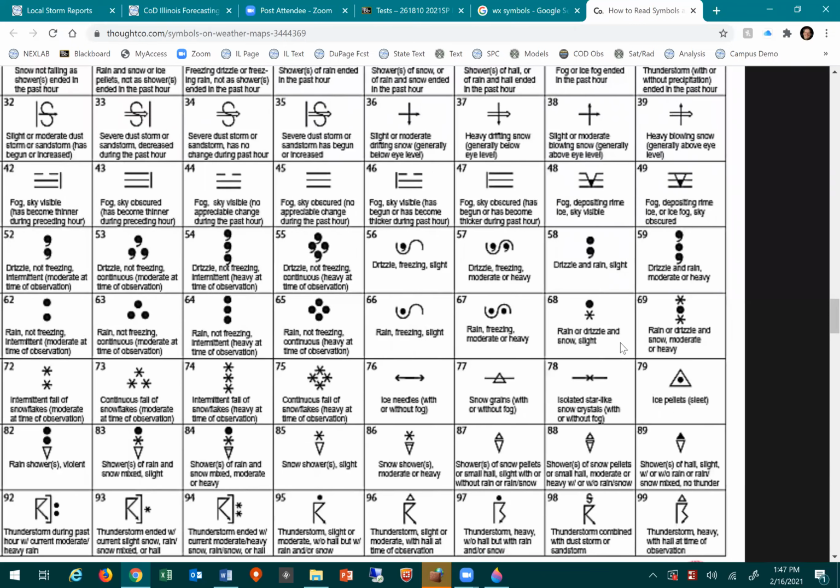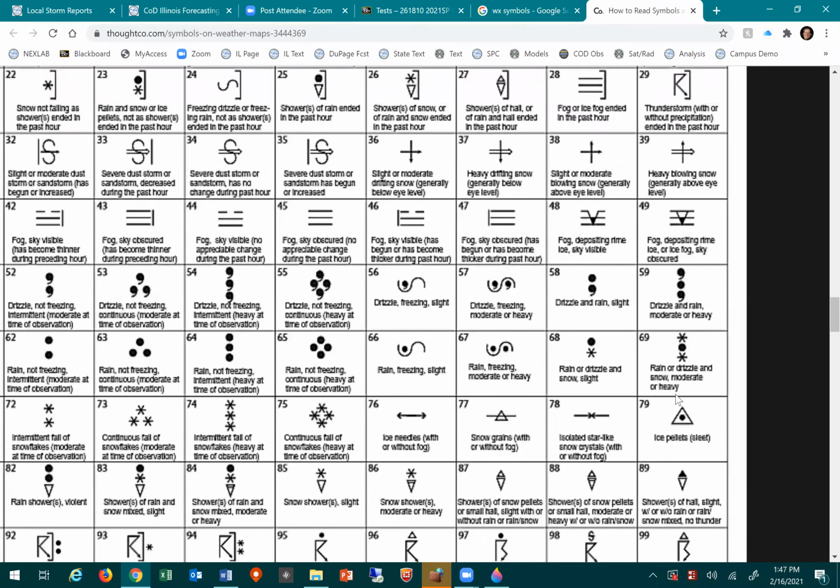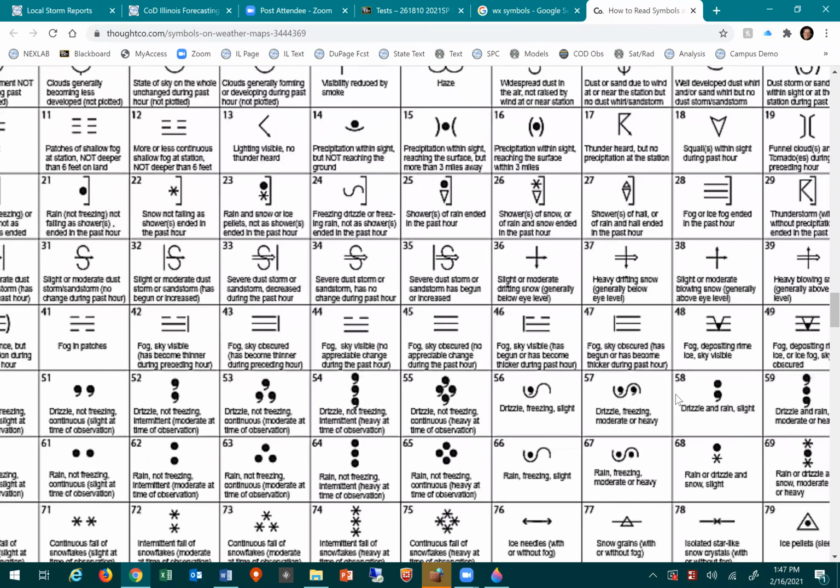Now, the other one that you need to know is this guy over here, number 79. So that's the symbol for sleet. And sleet are what we call ice pellets. So that's little chunks of ice. You know, no, little chunks of ice. You gotta say it with a Southern accent. That's the way it works. Okay. Any questions on those so far?